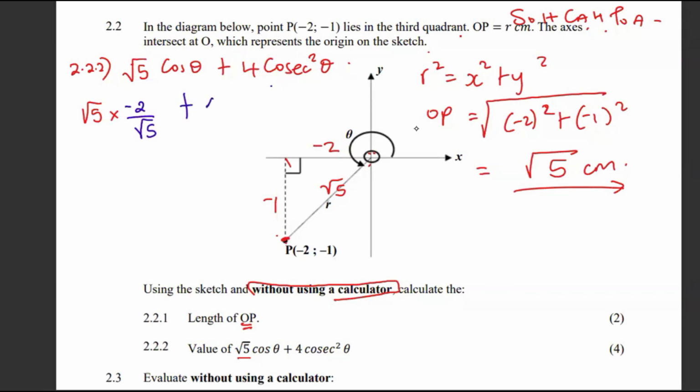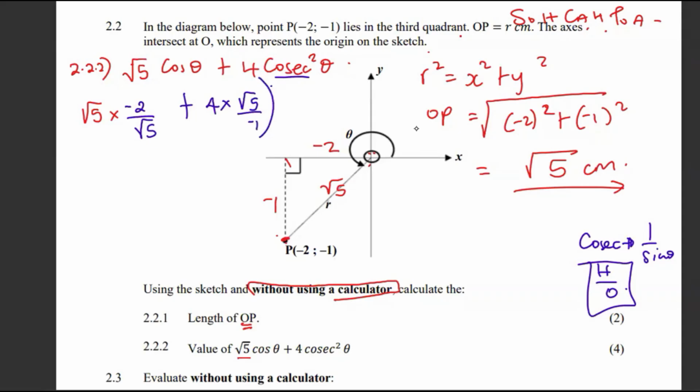plus 4 multiplied by cosec. We know that cosec is the reciprocal of sine, which is 1 over sine, meaning that's the hypotenuse over the opposite. So our hypotenuse is the square root of 5 over the opposite, which is -1. But then we need to square this. This cancels that, meaning that you have a -2 plus 4 multiplied by root 5 squared.